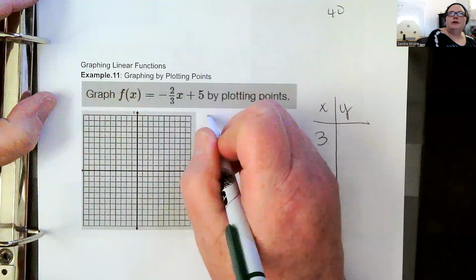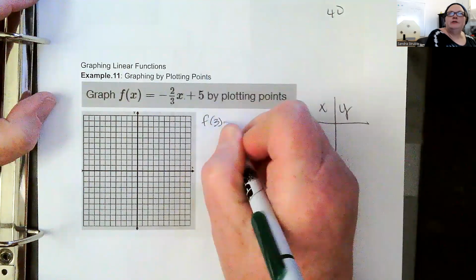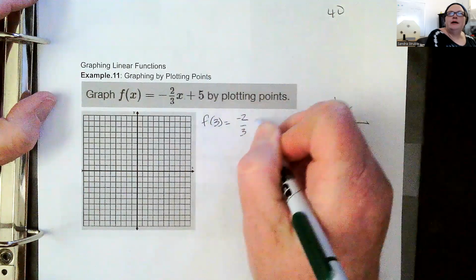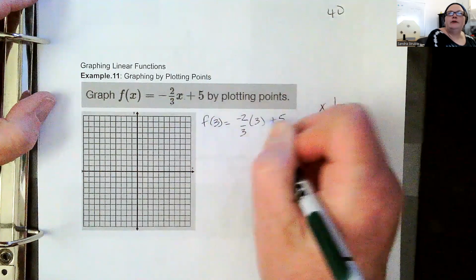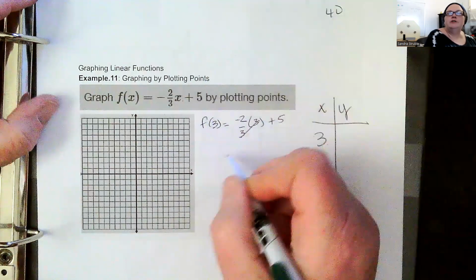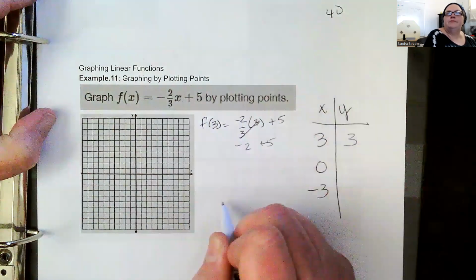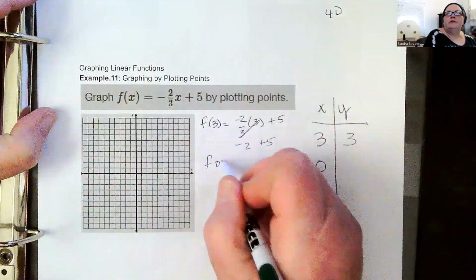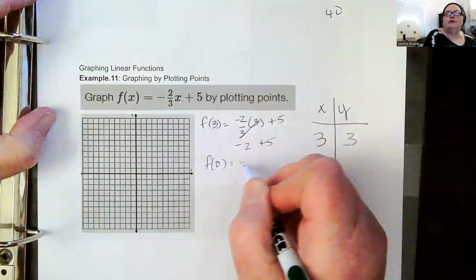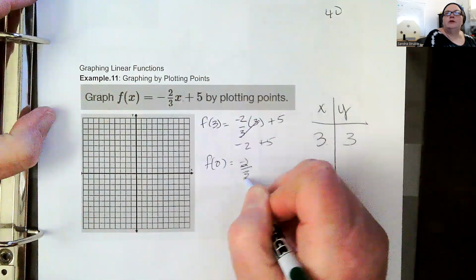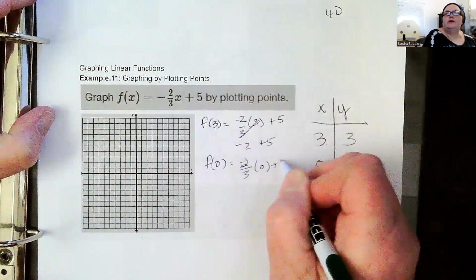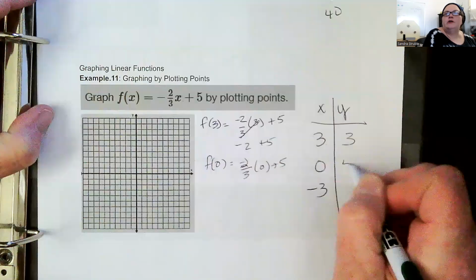So if I do this, then I can just plug in 3 for x and they'll reduce. So I'm going to show you what this looks like. So f of 3 is just -2 over 3 times 3 plus 5. Look at that. Isn't that gorgeous? So that's just -2 plus 5, which is 3. Okay. F of 0, even sweeter, -2/3 times 0 plus 5 is just 0 plus 5, which is 5.